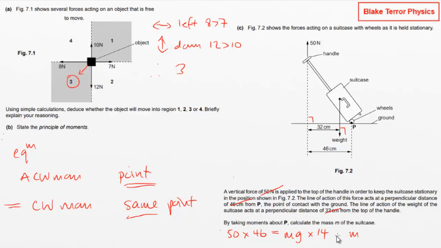So m is going to be equal to 50 times 46 divided by 14g. The fact we've got a g there, there's not really much point in doing any kind of simplification before sticking it in the calculator. So we've got that divided by 9.81 gives us 16.746. So we'll say 16.7 kilograms, and I'll say 17 kilograms to two significant figures because they haven't really given us anything more than that in the question. So yeah, nice quick one to finish on.